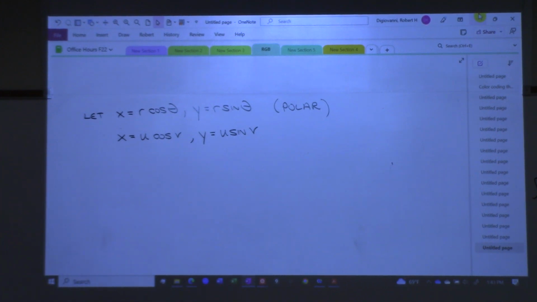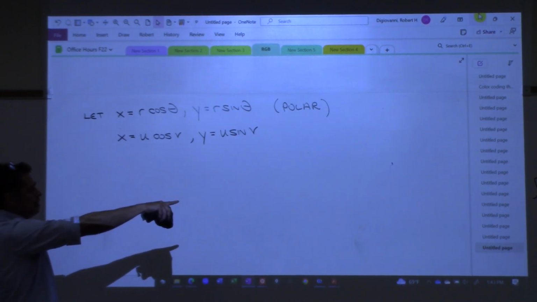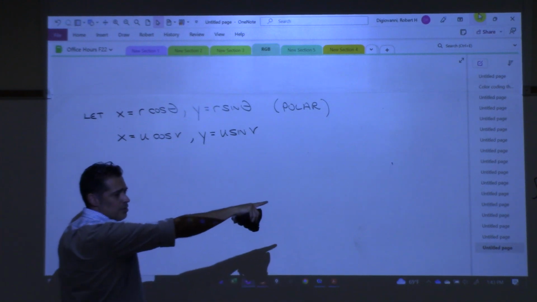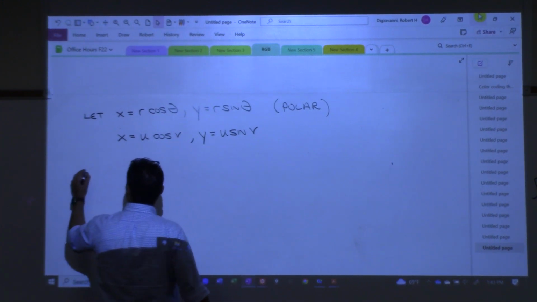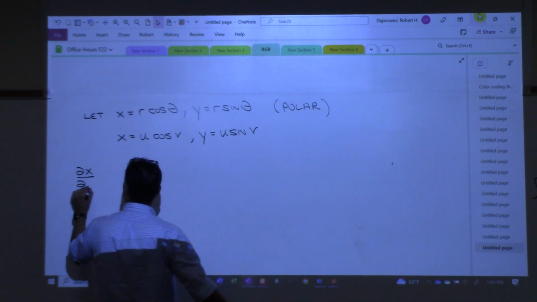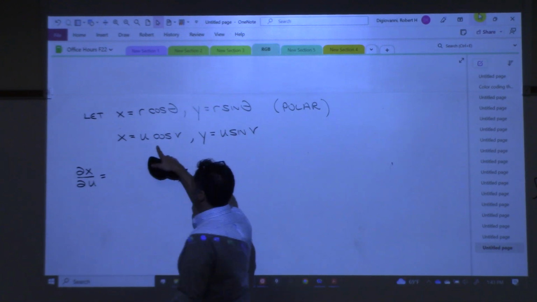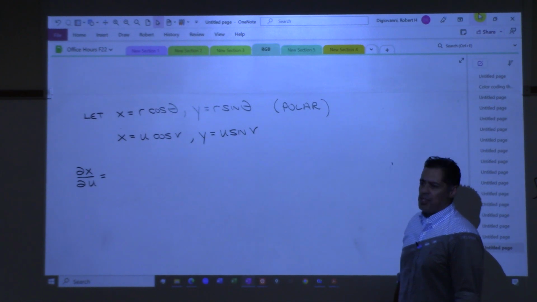All I did there is replace the r with u and the theta with v, just so it matches up with that formula. Okay, let's actually compute the Jacobian determinant. So I need those partials. So let's just write down the partials, then we'll put it in there. Partial x with respect to u first. What's the partial of x with respect to u? Cosine v.